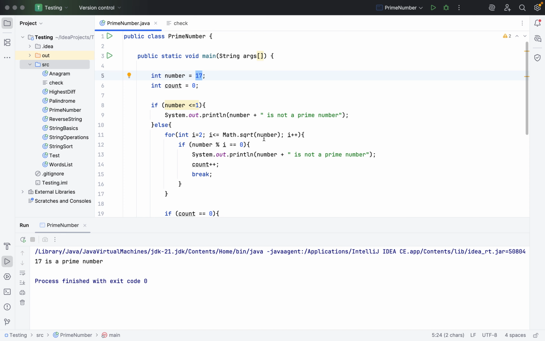Now we can try one variation in this: instead of taking a single number, take a range of numbers and find all the prime numbers in that range. I'll put the solution in the description, but you can have a go at it. Take a range of numbers, let's say numbers between 10 and 20, and find all the prime numbers between 10 and 20.